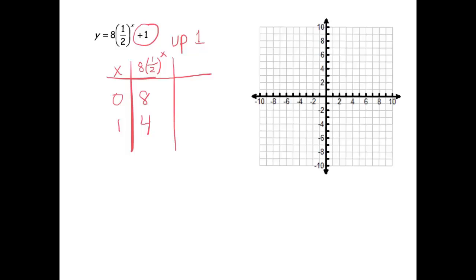You could think of this as making a new table. If we move something up 1, that really just adds 1 to our y values. Right? So this is the moving up 1. So now our points are at 0, 9, and 1, 5. And I could have done that by looking on the graph as well. So I'm going to put my points at 0, 9, and 1, 5.